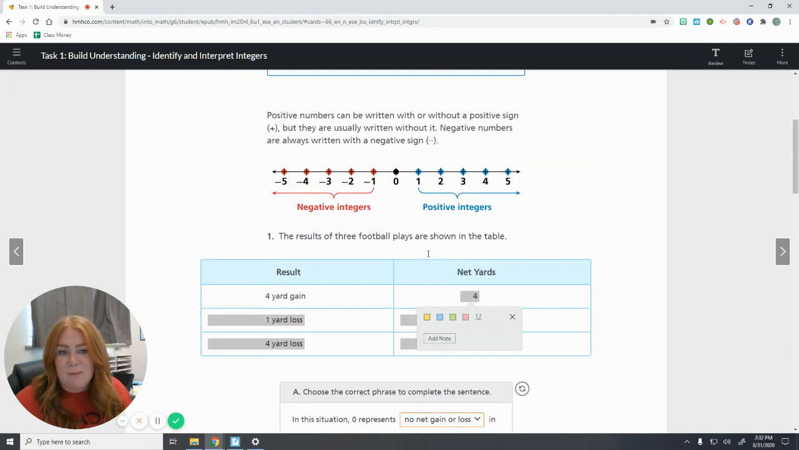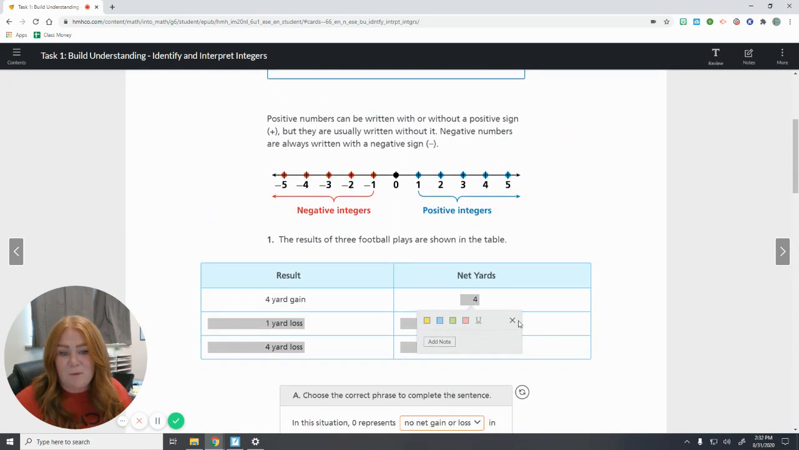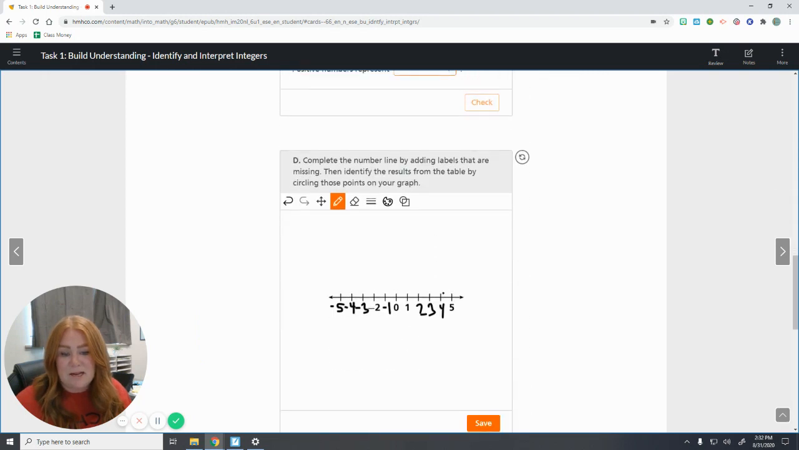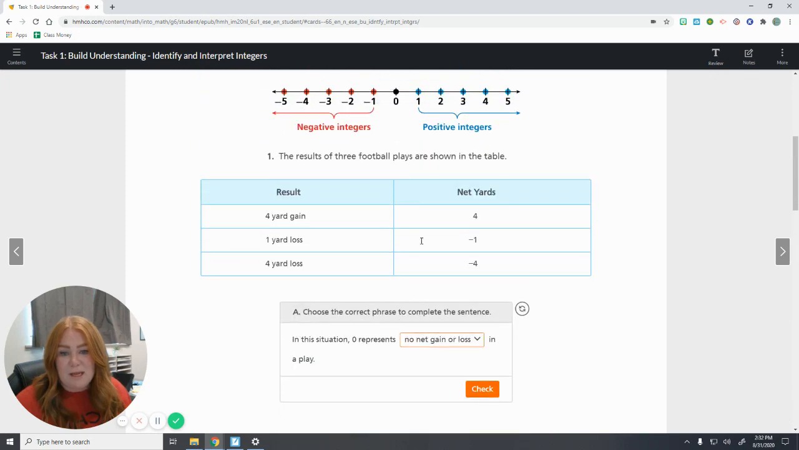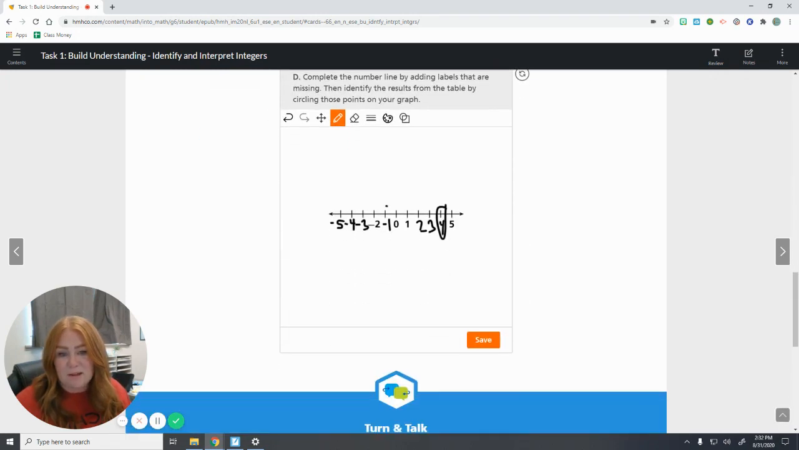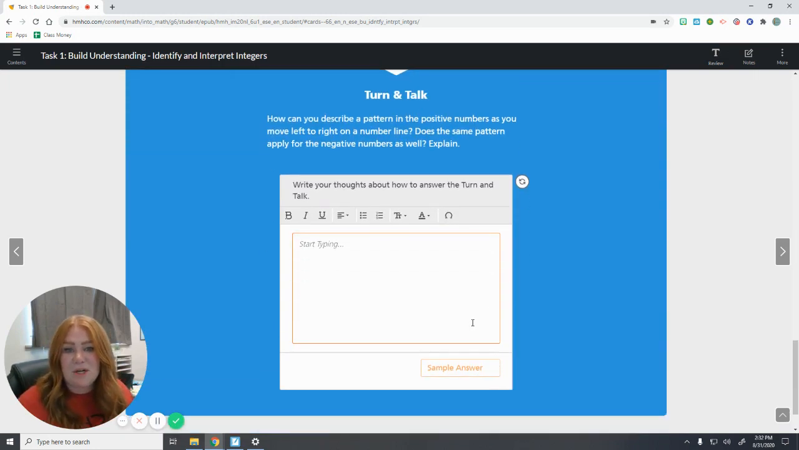So then I need to mark that we gained 4. So here is gaining 4 and moving forward 4. And then we lost 1 and we lost 4. So I'm going to find losing 1 is -1. Losing 4 is -4.